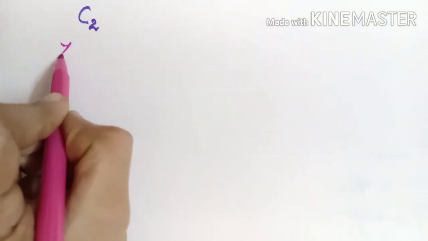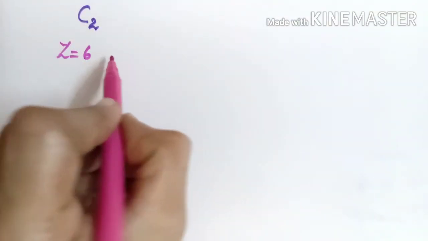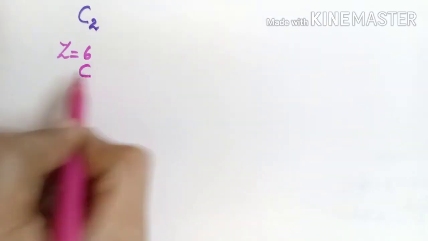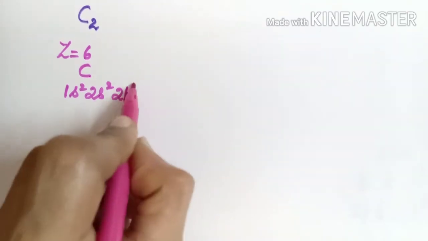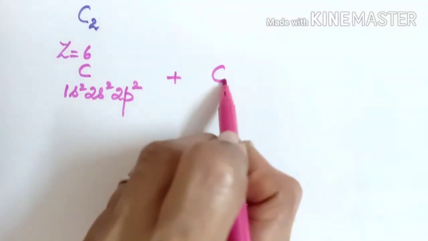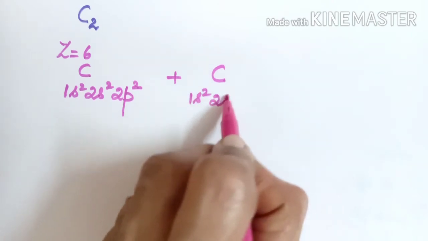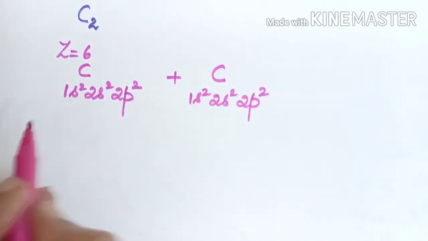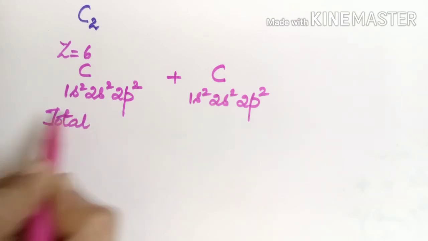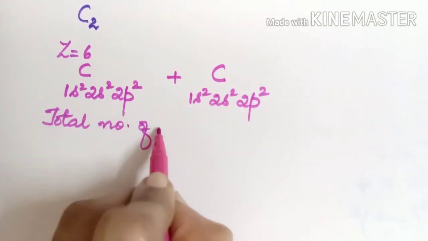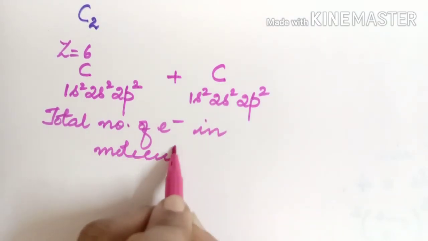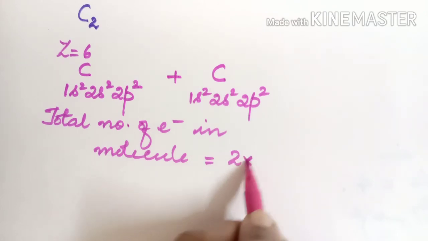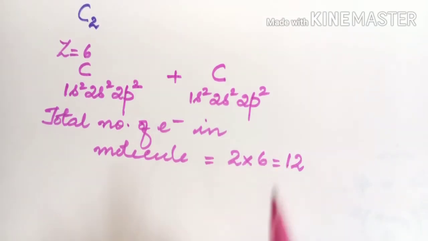What is the atomic number of carbon? Z value is 6. What is the electronic configuration? We have the configuration for carbon as 1s2, 2s2, 2p2. Similarly, the next carbon will also have 1s2, 2s2, 2p2. Total number of electrons in the molecule: how many electrons are there? You can find that it is 2 into 6. That means 12 electrons are to be arranged.